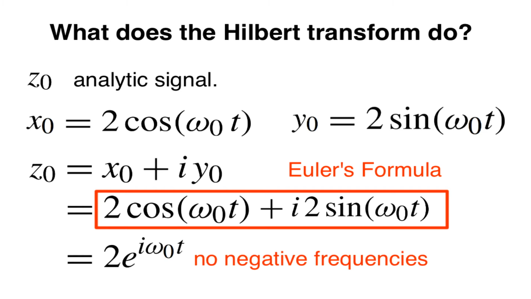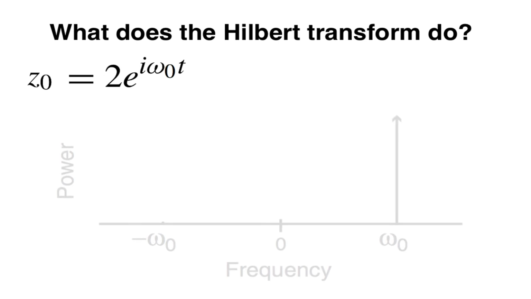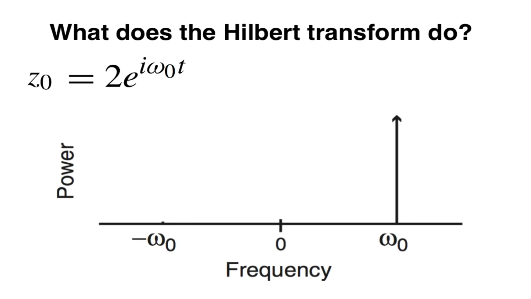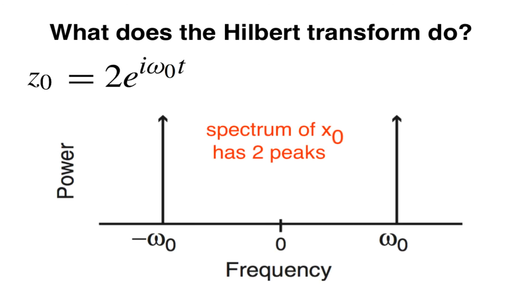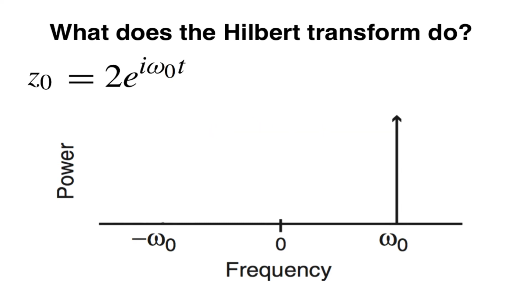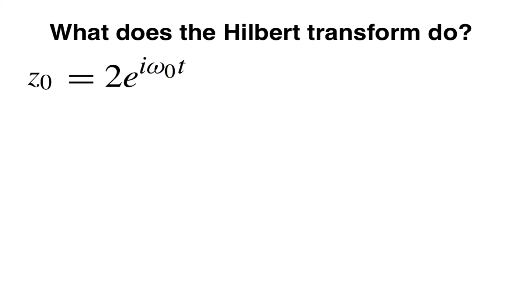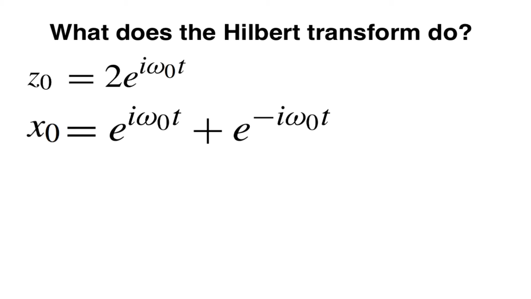As we mentioned before, the effect of the Hilbert transform is to eliminate the negative frequencies from X. The spectrum of this new signal, Z0, consists of a single peak at omega naught, compared to the 2 peaks at plus or minus omega naught in the original signal, X0. In this case, the analytic signal, Z0, is simpler than the original signal, X0. To express the original signal, X0, required 2 complex exponential functions, compared to only 1 complex exponential function required to express the corresponding analytic signal.